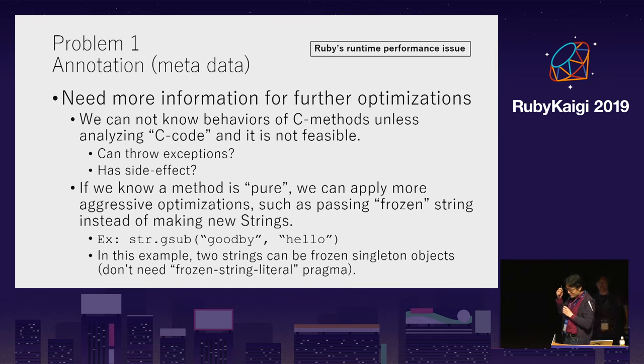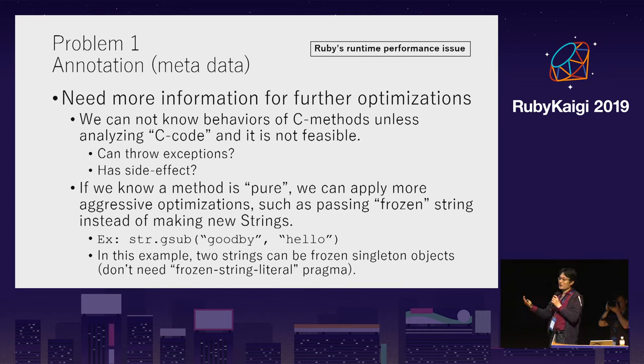As in Kokubun-san's talk, we need to know how C methods behave. If we need to know the behavior of C methods, then we need to analyze the C code. If we make a C compiler, we could do that, but it is not feasible. We cannot make a C compiler, and we cannot maintain it. For example, knowing whether a method has some side effect is very important information.